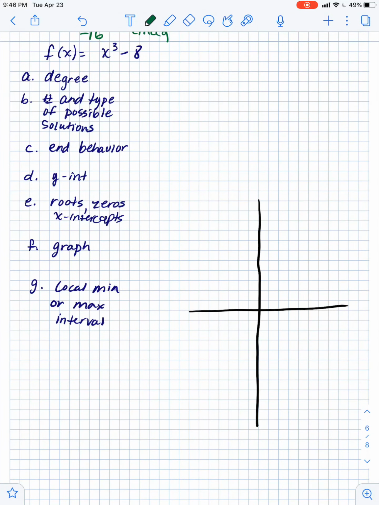Okay, so we are starting another video. This one is going to cover how to graph cubics, x cubed. So we're just going to go ahead again and get started.